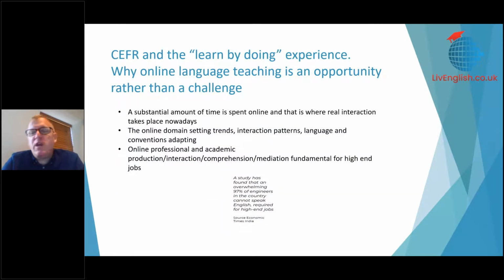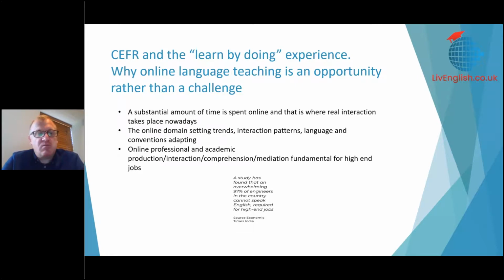And that's why we also advocate the learn-by-doing experience, and this has very strong implications for the online realm. Obviously, a lot of teachers have been involved in online teaching. We know that, and it's a new world. But why not exploit this? So much time is spent online in real life by students, by people, by everybody. So why not use the online domain as our new normal setting?